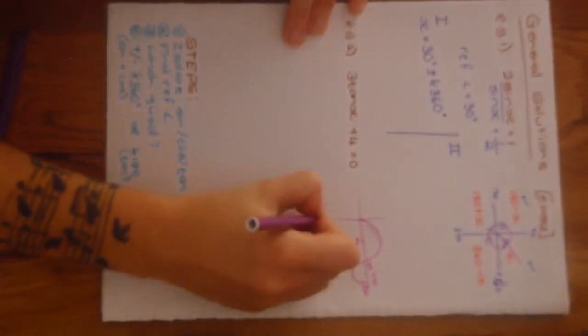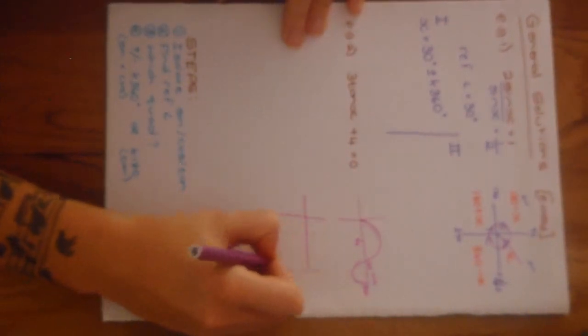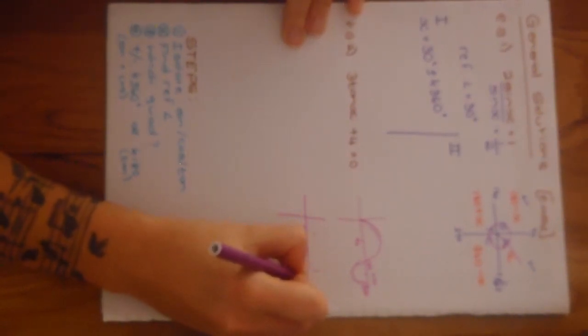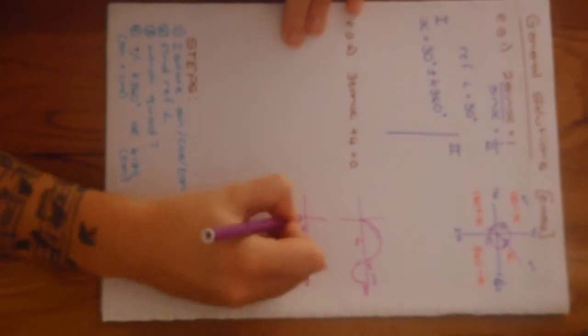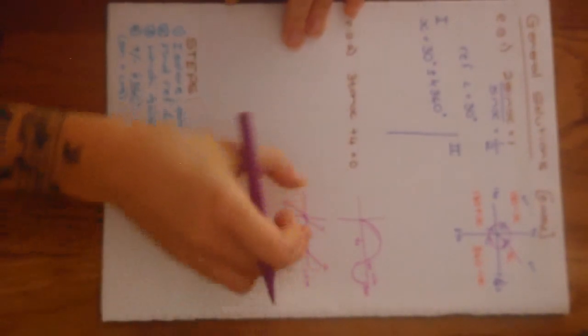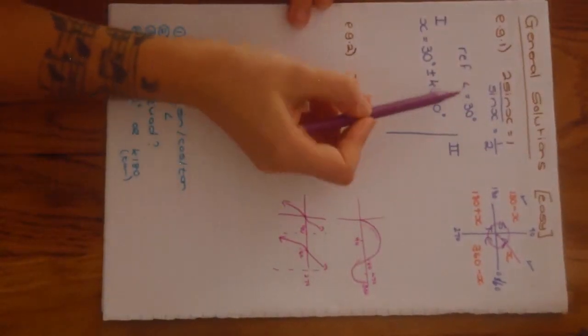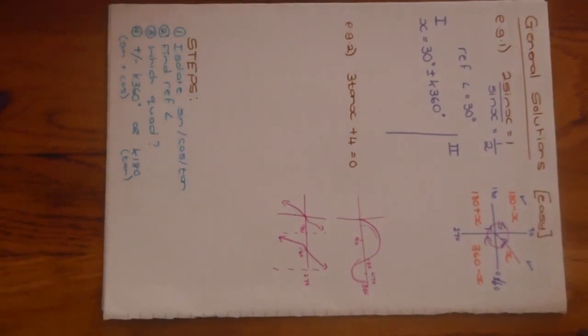Whereas remember, when you're doing a tan graph, this is 90, 180 and 270. Your tan graph looks like that. It repeats itself every 180 degrees. So for sine and cos, you're going to plus k360, and for tan, you're going to plus k180. It's always going to be like that.